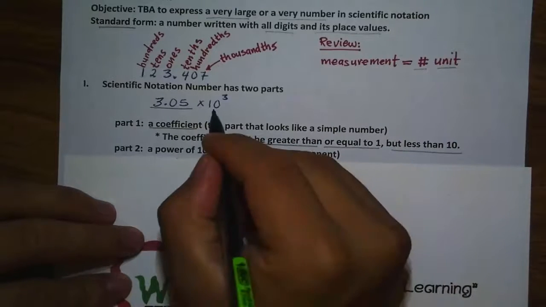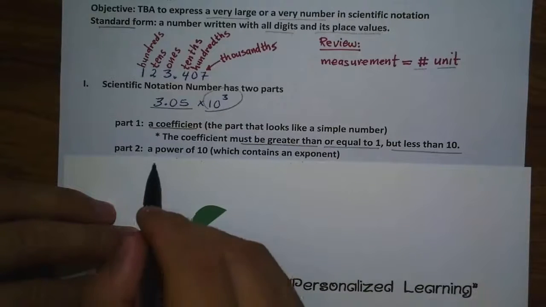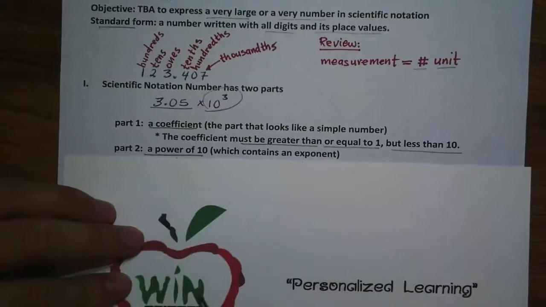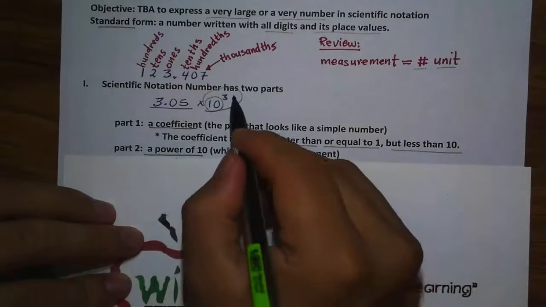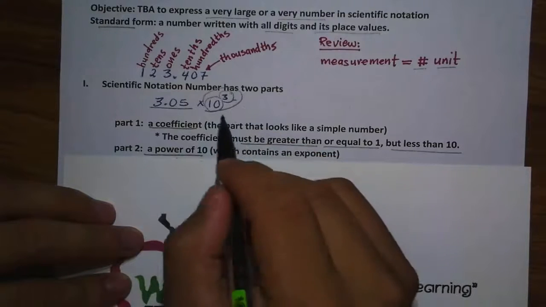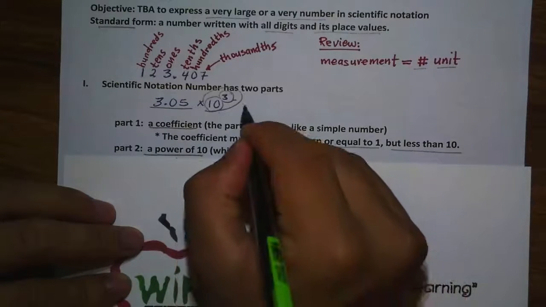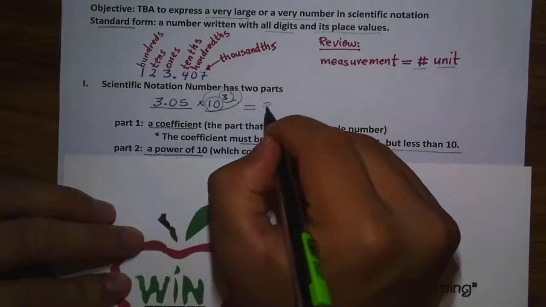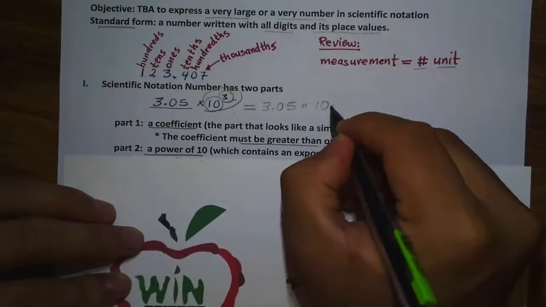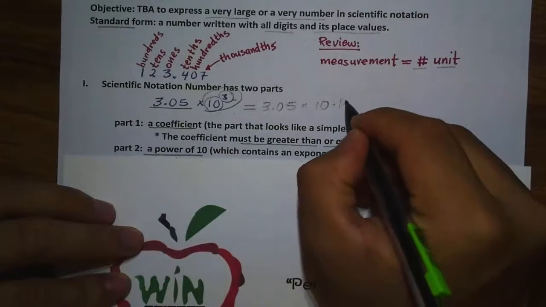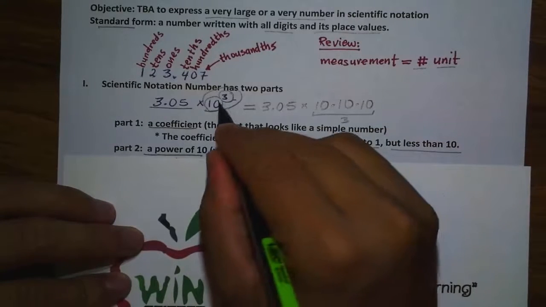The second part, which is the most beautiful part of the scientific notation number, is the power of 10, or we call it the exponent. The base will always be 10, but this exponent right here represents how many times 10 times 10 is going to be. So in this case, if I have this number, it's basically saying that 3.05 times 10, there are 3 of them, times 10 times 10. That's where we get 10 to the power of 3.